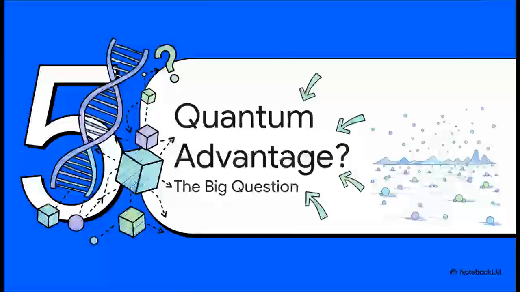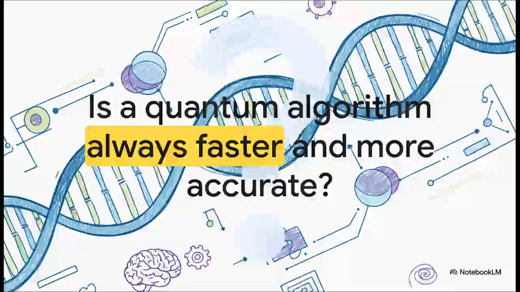But, okay, let's pump the brakes for a second. This all sounds amazing, right? So it's easy to think the quantum version is just always better, always faster, always more accurate. But is that really the case? Let's get a dose of reality. Here's the million-dollar question. Is a quantum algorithm always the winner? And the short answer, which might surprise you, is no. The reality is, well, it's a lot more nuanced than that.